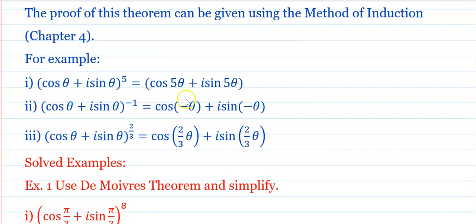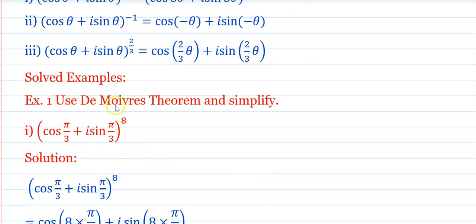Okay, next the examples. For examples, (cos theta plus i times sin theta) raised to 5 is equal to cos of 5 theta plus i times sin of 5 theta. म्हणजे हा 5 या थीटाला मल्टिप्लाय होणार. (cos theta plus i times sin theta) raised to minus 1 is cos of minus theta plus i times sin of minus theta. Next, (cos theta plus i times sin theta) raised to 2 by 3 is equal to cos of 2 by 3 theta plus i times sin of 2 by 3 theta. Okay, these are examples.